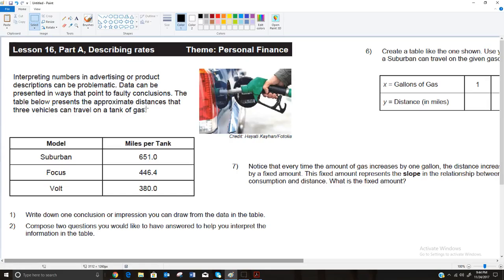In lesson 16A, we're going to be talking about describing rates. And actually, most of unit 16, we're going to be talking about linear relationships. We're going to take situations that you can model with a linear equation, and we're going to talk about those.